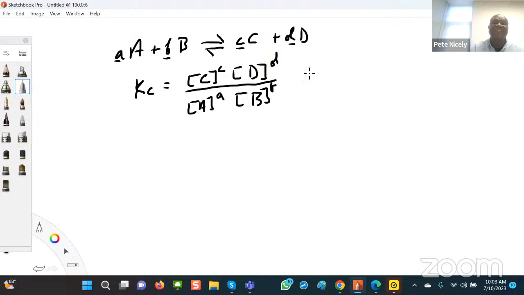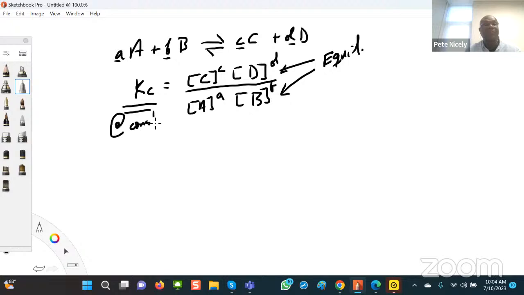Now, the assumption is that these are all equilibrium concentrations. So we're assuming that the system is already at equilibrium. If the concentrations are equilibrium concentrations, which means that they don't change over time, that means that you have the continual back and forth where the rate of the forward reaction is equal to the rate of the reverse reaction. Then when you put those terms into this equation, you're going to get a constant. And this constant is constant as long as the temperature is constant. So let me just add here, at constant temperature.